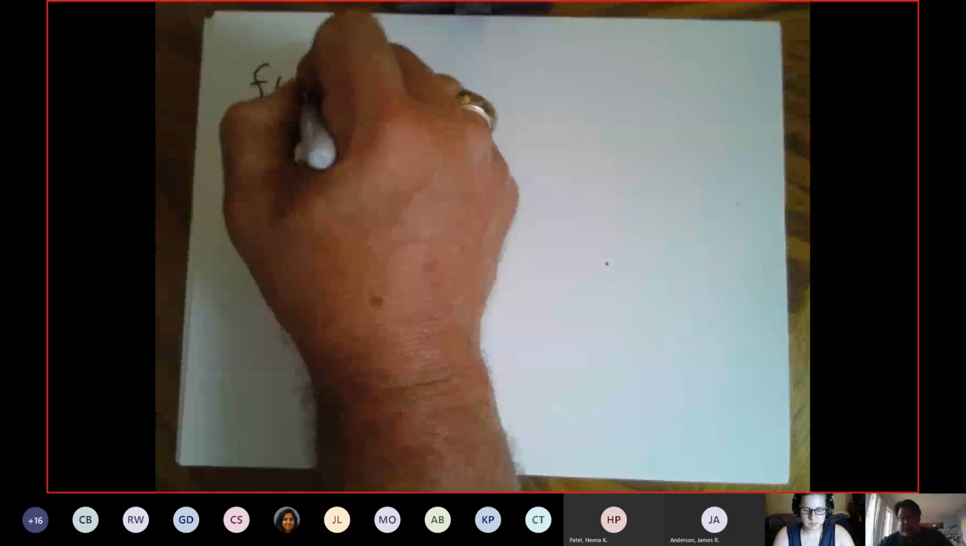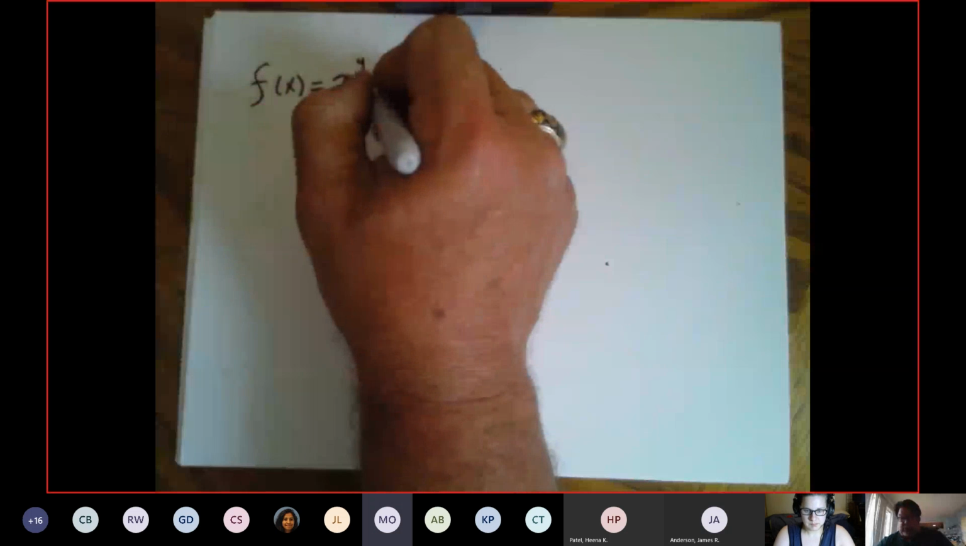I'm going to do one more. Let's do f of x is equal to x to the 4th plus 1. All right, do that one. You can do those two. You can handle any that I give you. We're finding the antiderivative, right? I mean, the inverse, right? I want you to find the inverse function. Okay.